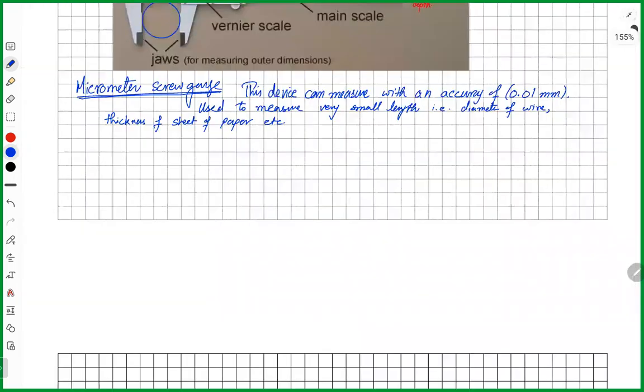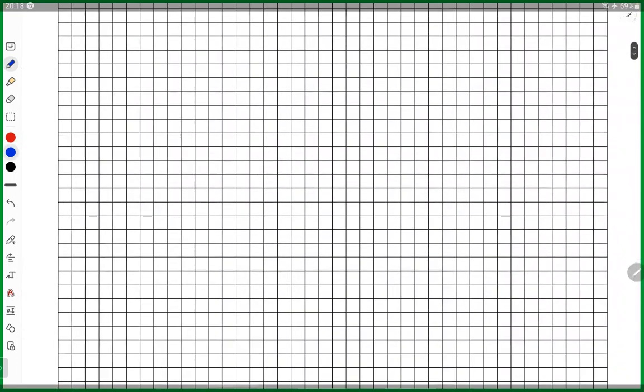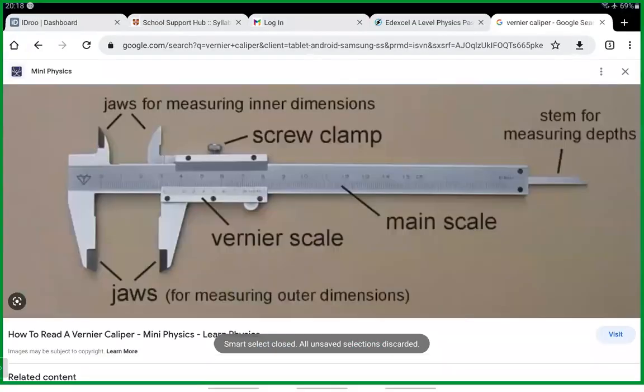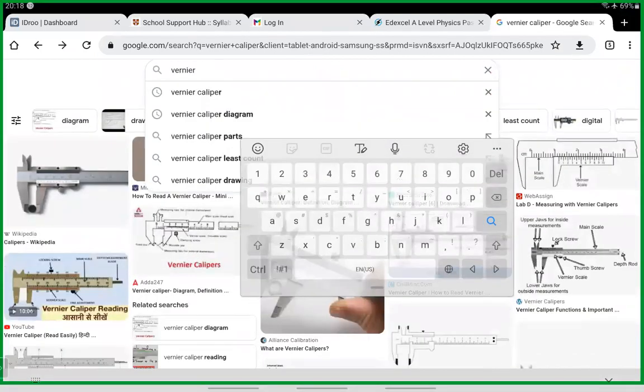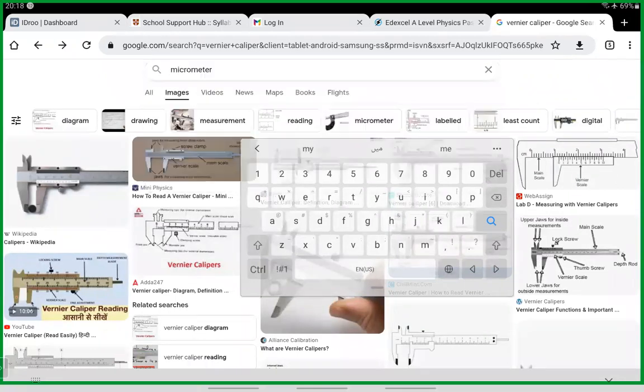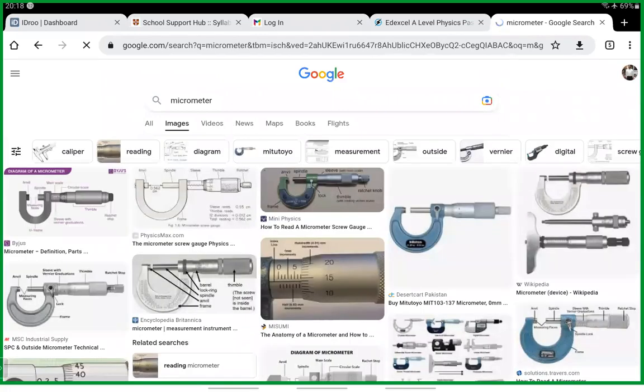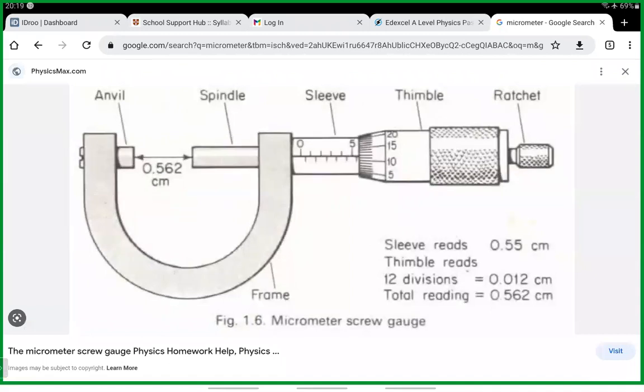It has a very different shape. Let's bring one here. Micrometer. So this device can only measure something from outside. Let's bring this to the board.